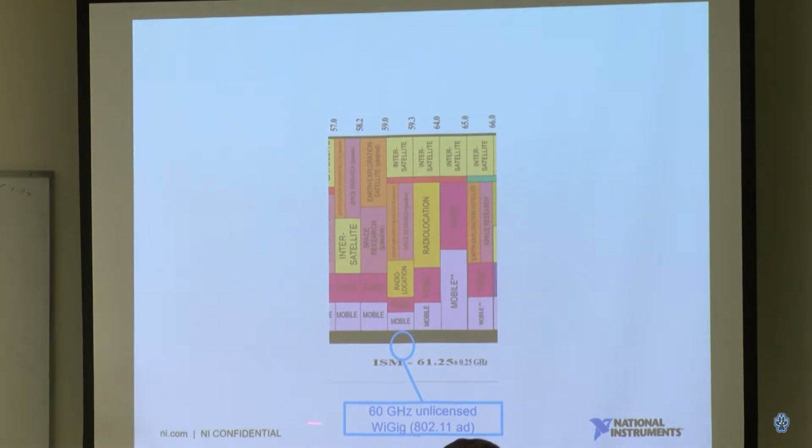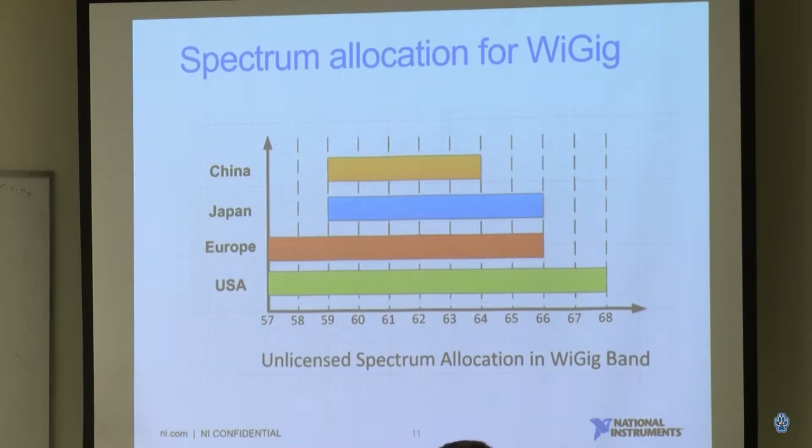So zooming in, the 60 GHz unlicensed band is around here. This is what the current industry has been using. And different countries have different locations, as I mentioned. In China, this unlicensed spectrum is allowed from 59 to 64. Japan is 59 to 66. And the USA is a little bit wider, allowed from 57 to 68 GHz. I mean, 57 to 68 carrier frequency, up to more than about 11 gigahertz range.